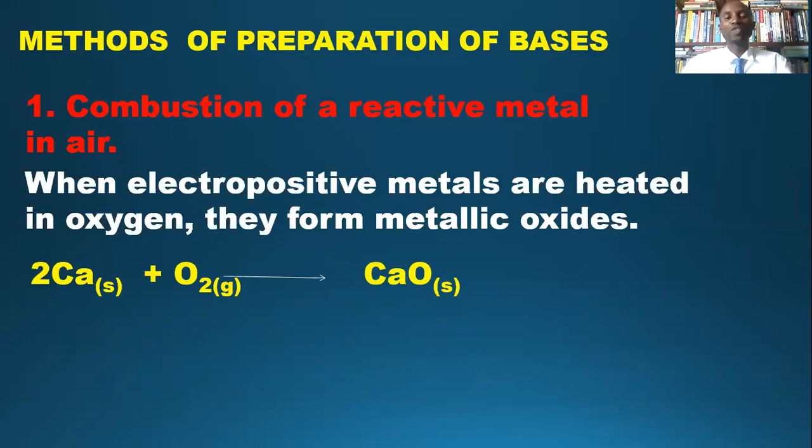When electropositive elements are heated in oxygen, they form metallic oxides. It's not only this one; the oxides of metals are bases. So combustion of reactive metals in air gives us a base. That is one of the ways in which you can prepare it.